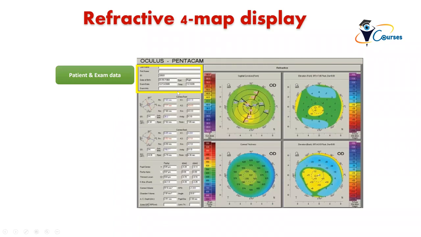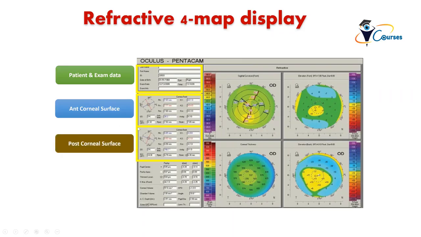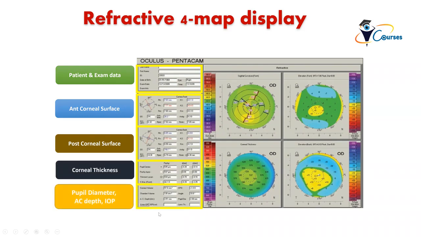This map consists of many boxes. There is a box for patient data and the exam data. So the first thing to look at is the patient's age, so you know what the age of the patient is, especially for keratoconus patients and also for refractive patients. Then there is data for the anterior corneal surface, like the K readings, the K1, the K2, the K mean, the astigmatism, and the axis of the astigmatism. And similar data for the posterior corneal surface, a box for corneal thickness and thinnest location, another box for pupil diameter, anterior chamber depth, and the intraocular pressure, especially we would check the anterior chamber depth for patients who are going to do the phakic IOL. Then we have 4 squares or 4 maps.